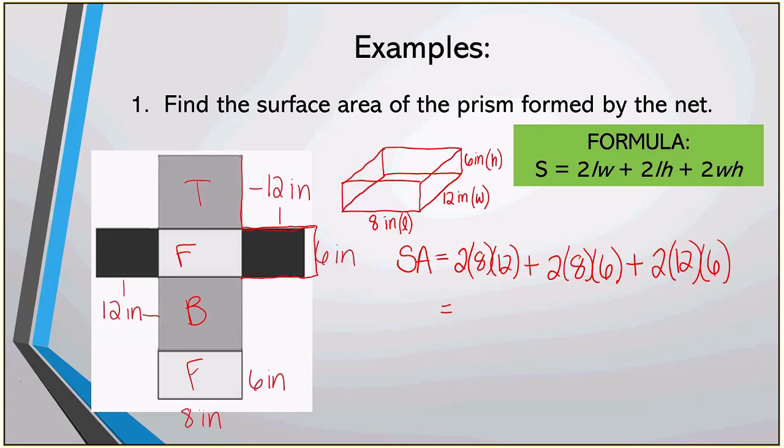But 2 times 8 times 12 is 192 plus 2 times 8 times 6 is 96 plus 2 times 12 times 6 is 144. So now we're just going to add those numbers together. 192 plus 96 plus 144. And we do, in fact, get the same answer from yesterday, 432 inches squared. Remember, we're dealing with area, so we're squaring our units. So that's the first example.